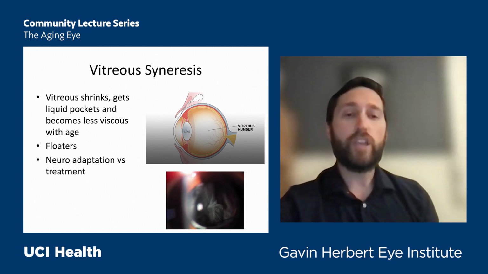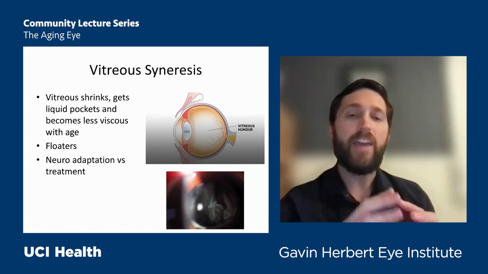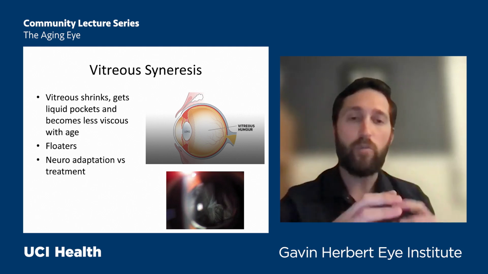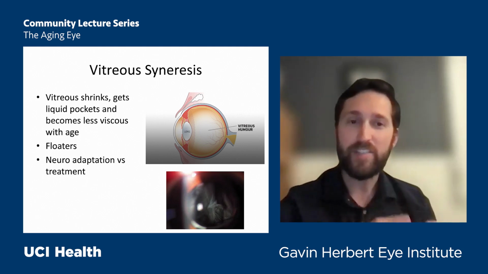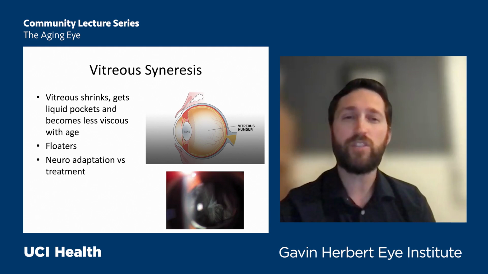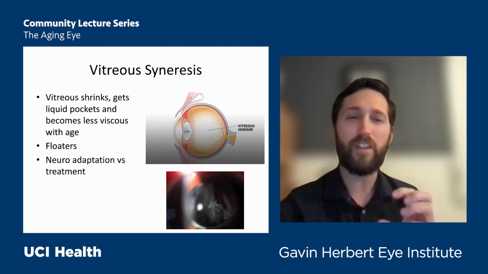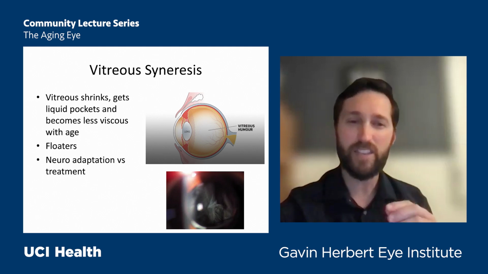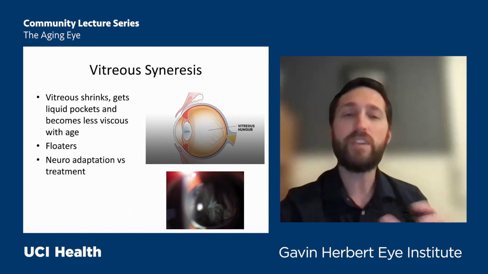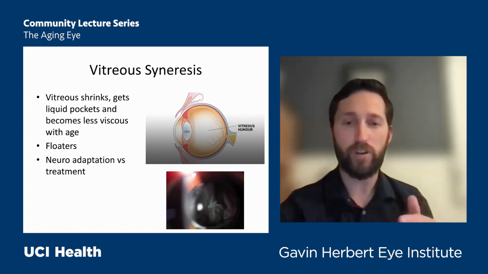So this jelly is in the eye. When you're a baby, it helps your eye form a circle. But after that, it kind of just sits there. And as you age, it starts to shrink. You can kind of get these liquid pockets in it. So the gel becomes less viscous and more watery. And you see these liquid pockets as floaters.